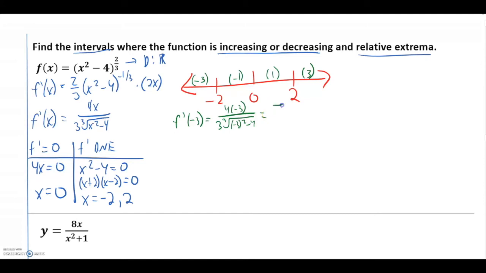Because for this, I know the numerator is going to be negative. You're going to be doing the cube root of 9 minus 4. That's a positive value. 3 times that will make it positive. Overall, this will be a negative.